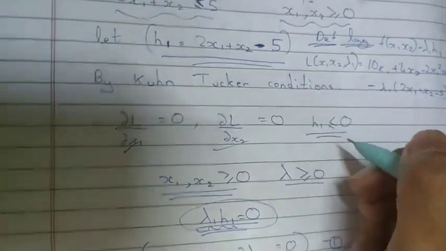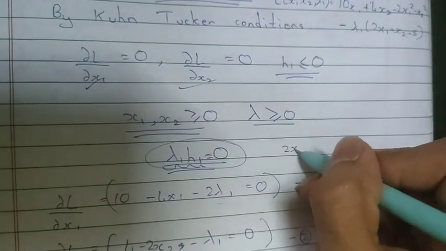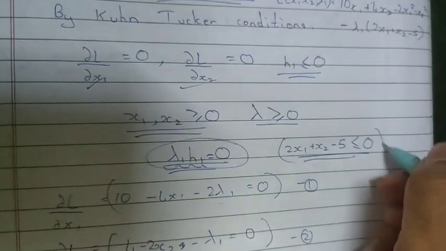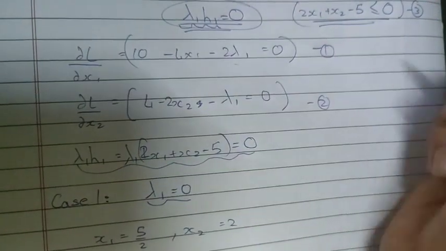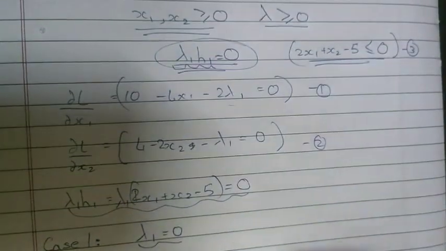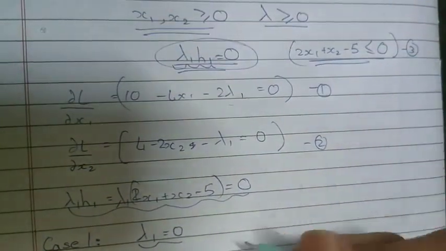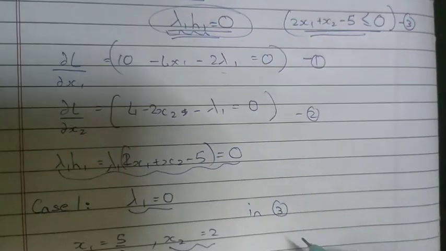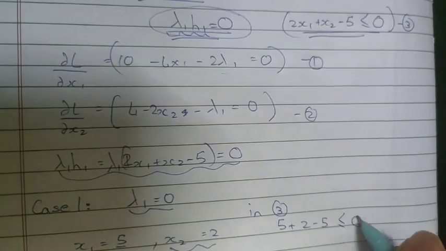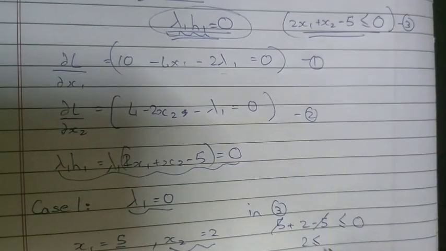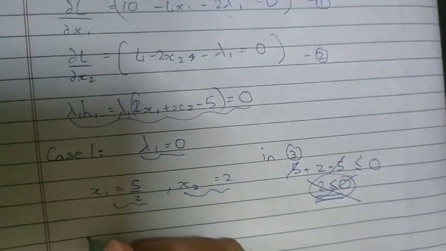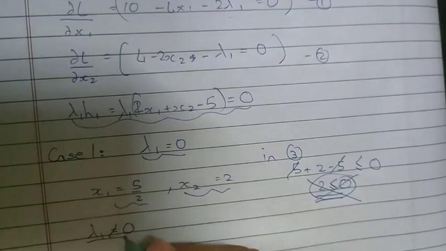Before we proceed, I forgot one thing: h1 should be less than or equal to 0. That is 2x1 plus x2 minus 5 less than or equal to 0. That is also a very important condition, let's call it condition 3. To check whether this is a valid solution, we substitute it in condition 3. We get 5 plus 2 minus 5 should be less than or equal to 0. We get 2 is less than or equal to 0, which is not possible. Therefore, case 1 is invalid.